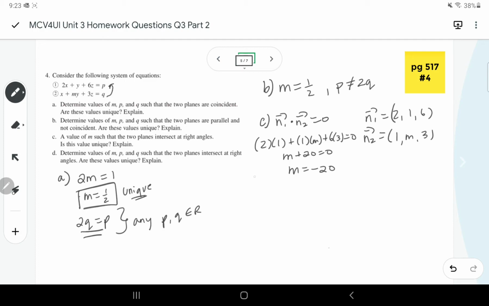And determine the values of, so that would have them intersecting at right angles. So for D, it says determine values of m and p and q. And p and q don't come into play here. They would determine where these planes would intersect, but the right angles is only determined by the dot product of their normals equaling 0. So for D, m equals negative 20, and p and q could just be anything. It's not unique. They actually don't matter much at all.